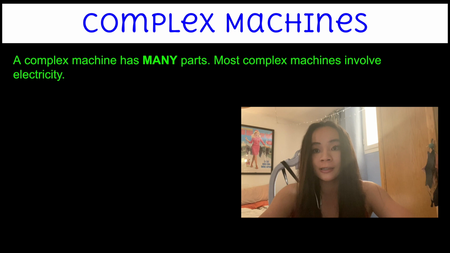Complex machines are things that we use all the time. Complex machines are made of many parts, not just one or two parts. Most complex machines today involve electricity. And complex machines use a mix of simple tools and simple machines as well as complex parts in order to make a complex machine. So, for example, this is a microwave.